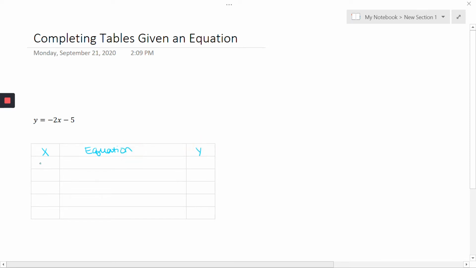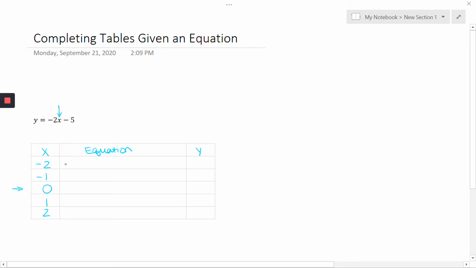And now my x values that I like to plug in include -2, -1, 0, 1, and 2. And I like those because I can see what my y-intercept is by plugging in 0. And I can also see what happens when my graph goes into the negative values of x. So I'm going to be plugging in my x values into my equation.